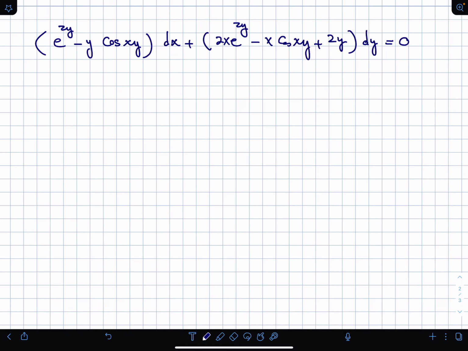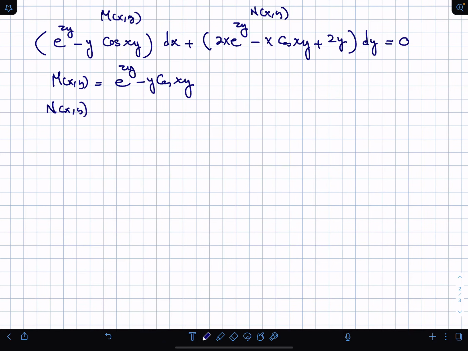All right, so let's start with labeling m and n. So m of xy is here, and this is n of xy. So my m is e to the 2y minus y cosine of xy, and my n of xy is 2x e to the 2y minus x cosine of xy plus 2y. Now, recall that I need to first satisfy the exactness criteria, so I need to show that the partial of m with respect to y is equal to the partial of n with respect to x.